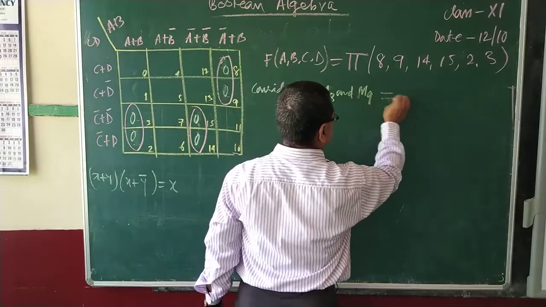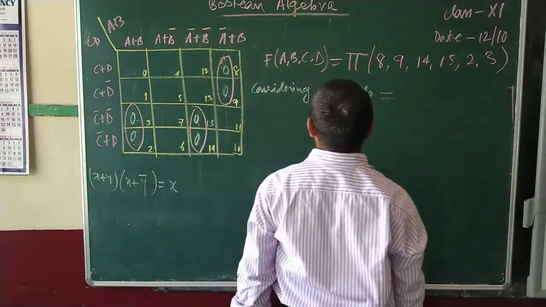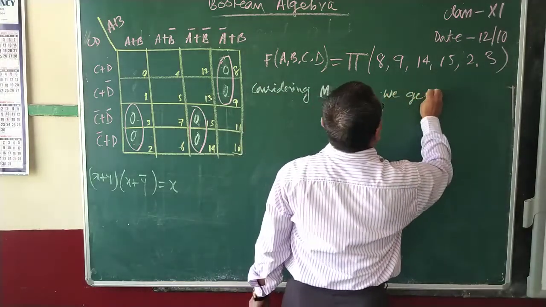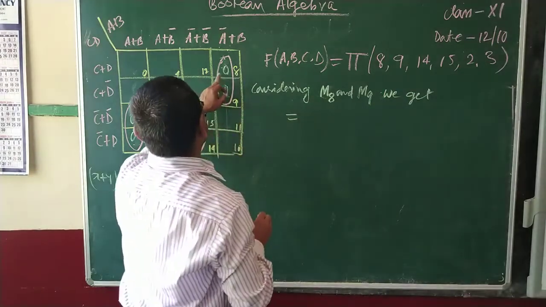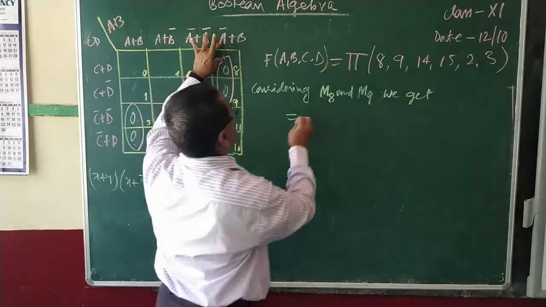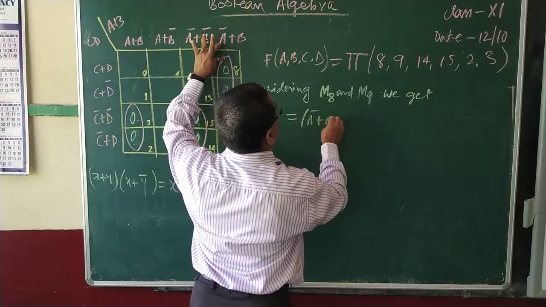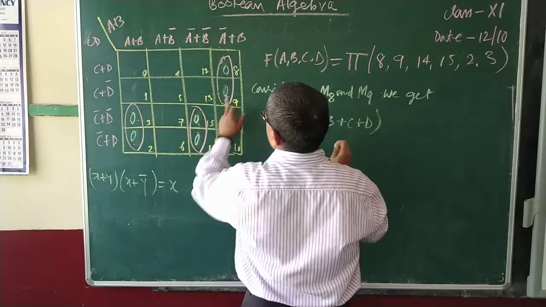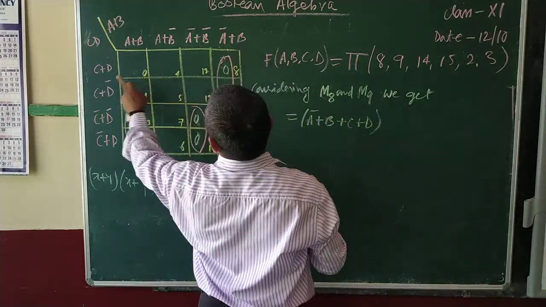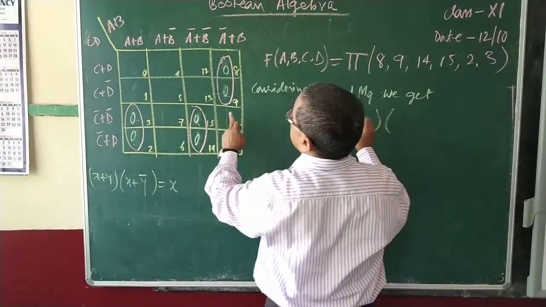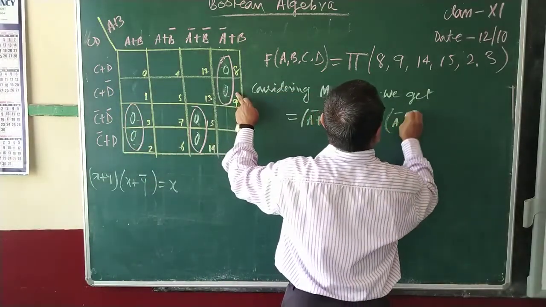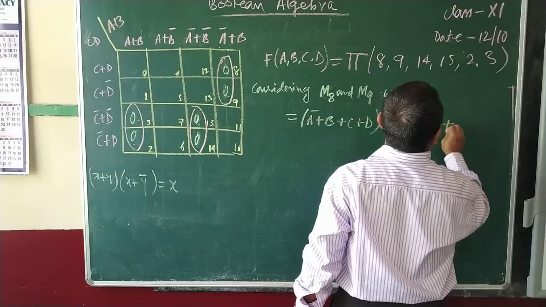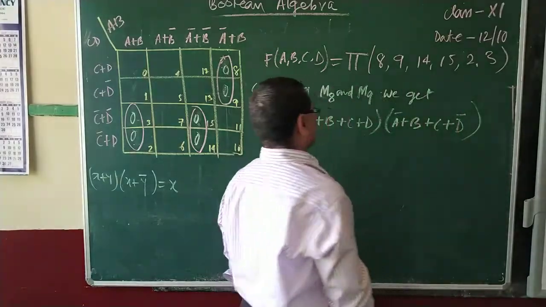Remember all these changes. In M8 I didn't write any M inside, but the values are on the row. Now M8 and M9 we get: this is M8, here it is A complement plus B and C plus D. And now here it is A complement plus B and C plus D complement. These two I am getting here.